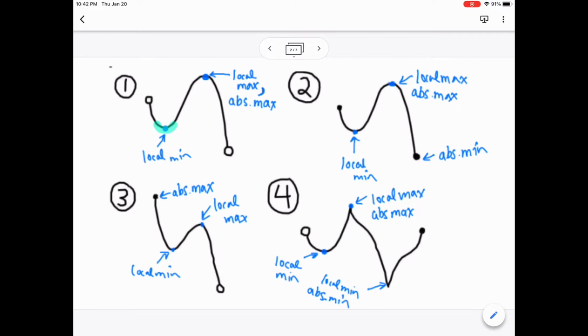But for 2, at the very right, you have an absolute minimum. Notice that it's also not a local min, okay? Because it's at an endpoint. For 3, I can have local mins, local max. And so you can have a lot of different combinations with these. Also, if it's at a point where it's not differentiable, you can still have an absolute max and an absolute min.